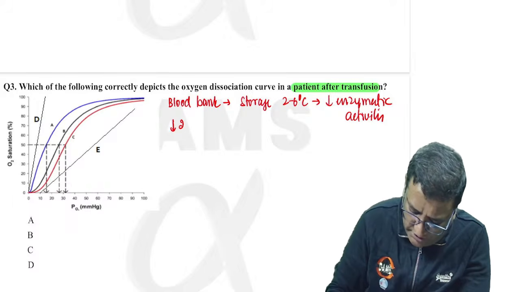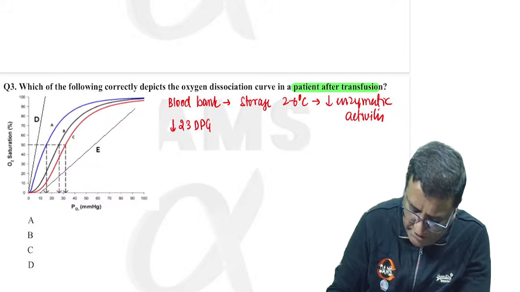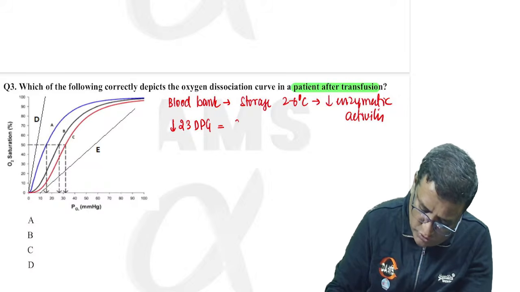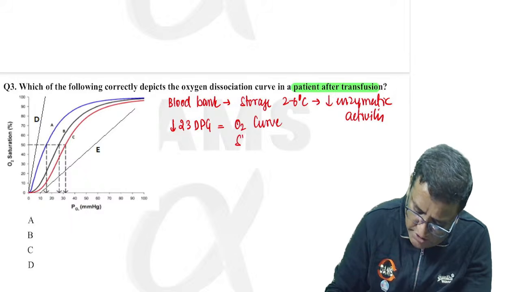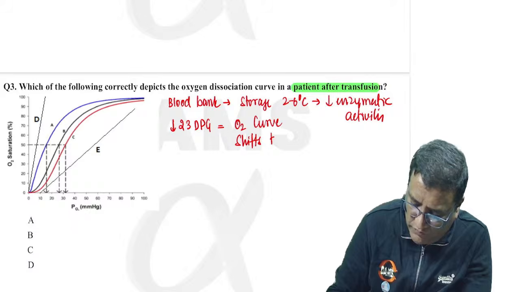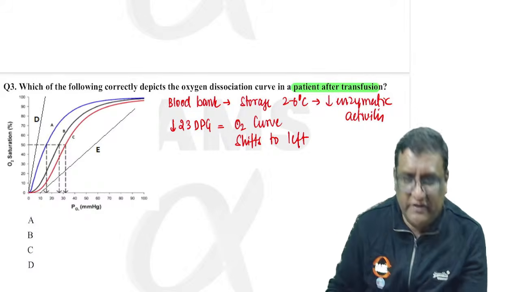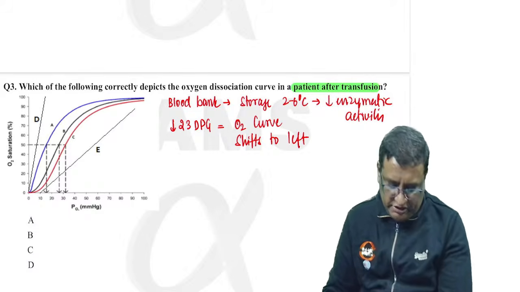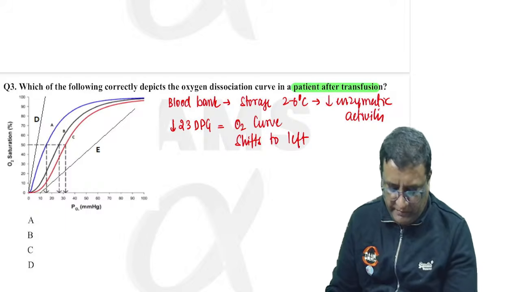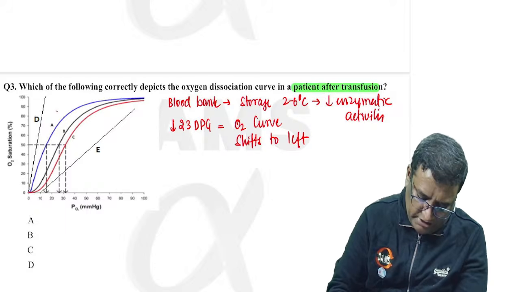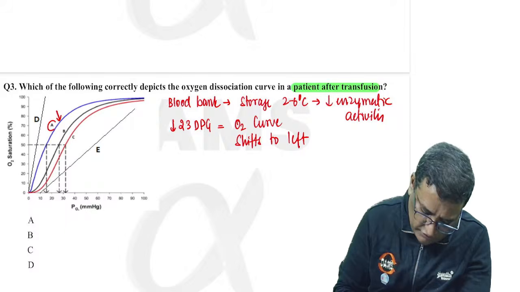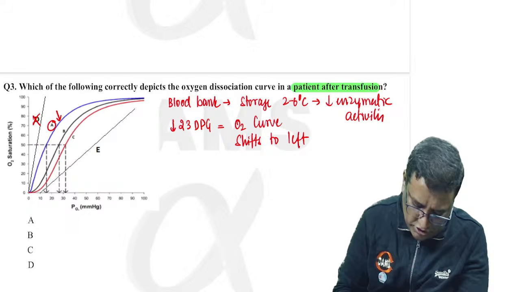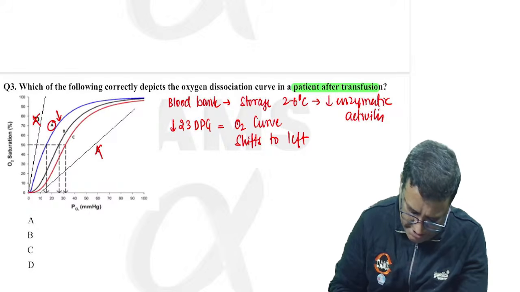If 2,3-DPG or BPG decreases, what will happen now? This leads to the O2 dissociation curve shifting towards what? It shifts to the left, isn't it? That is the concept here. So look at this, the leftmost is your option A. That is what is going to happen here. Of course, D is wrong, straight curves will not be there. Option A is the correct answer.